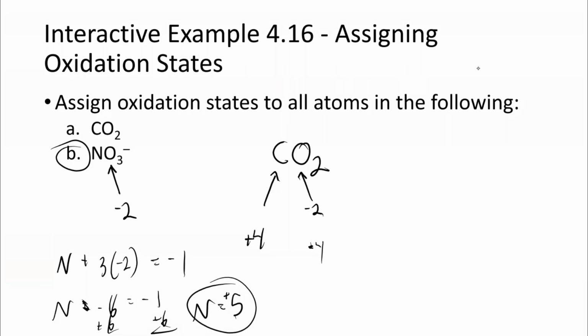You could think about this in your head as well, because I'm sure this is not too bad for most of you. So you have -6 from the oxygen. You know that total, it has to equal -1. That means the remainder is +5. +5 minus 6 is -1. Easy enough? It doesn't get much harder than that. So we'll do more practice.